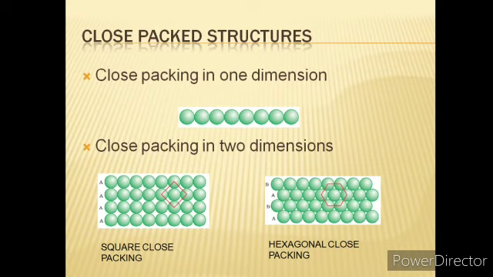In the second type of arrangement, the second row fits in the depressions of the first row. This type of arrangement is more close as compared to square close packing. Here, each particle is in contact with 6 other particles, so the coordination number is 6.